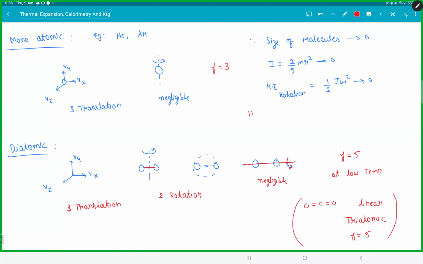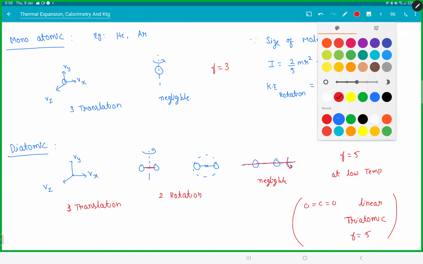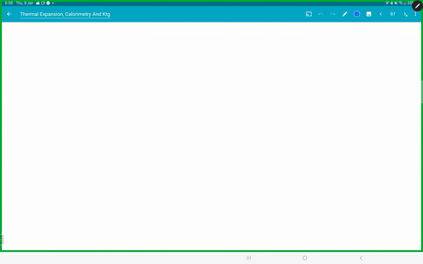But if you take something like H2O or ozone, then it's a different thing. They can rotate in multiple axes. It will get different. I'll show you how to get all those things. So it's diatomic at low temperatures. But if you increase the temperature, something else happens. The molecule starts vibrating. At high temperatures, molecules vibrate.